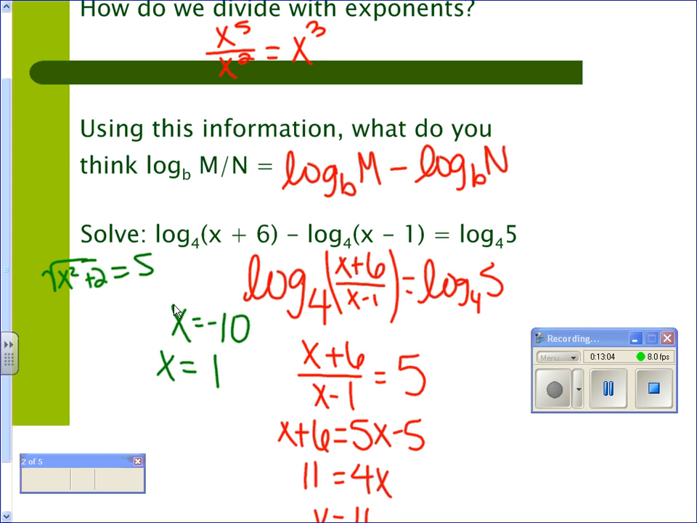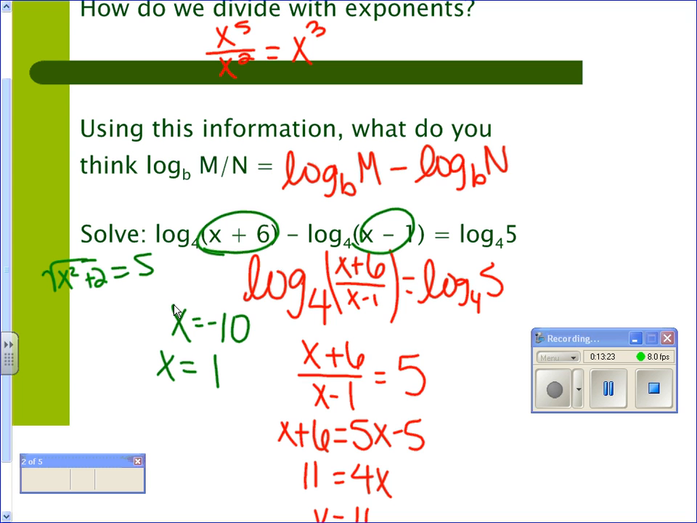But does it work over here? 1 minus 1 is 0. Log of 0, does it work? So the numbers that you plug in to your argument have to be greater than 0. Whatever your answer is, you have to go back and make sure that you can actually use it.